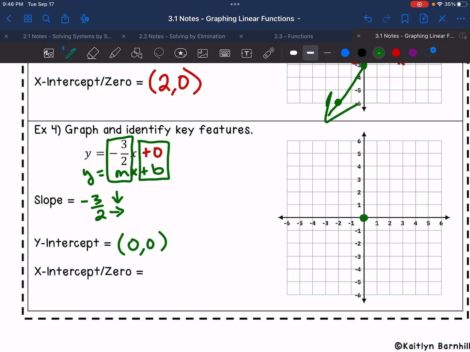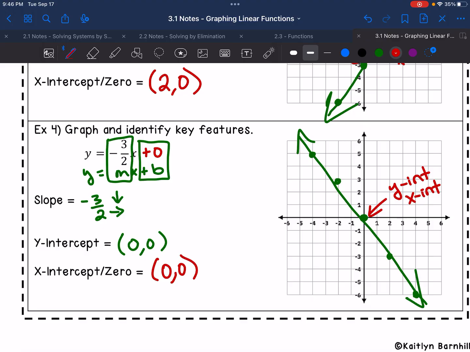So I'm going to start at the origin, and then from there I'm going down 3, right 2. And then I can go backwards by going up 3, left 2. Okay, and then draw my line through my points. Now once again, I can see my x-intercept and my y-intercept in the same place. That's the y-intercept and the x-intercept. So I can go ahead and say 0, 0 there.